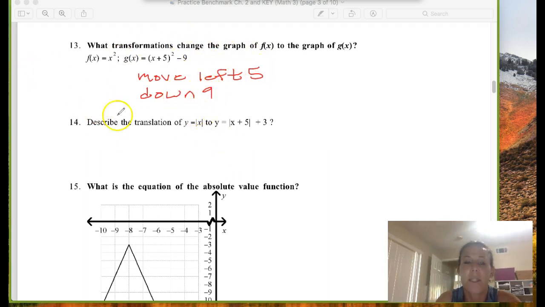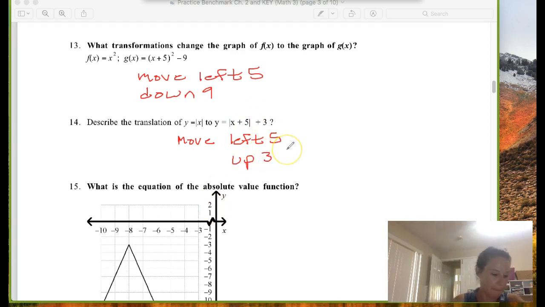How about this one? Same thing. Now we're doing the absolute value of x, but the same rules apply. Inside the parentheses is the opposite for your x values, left and right, and outside is straightforward. So we're looking at this. X plus 5 actually moves to the left 5 again, just like the last one. And then this moves us up 3. All right.